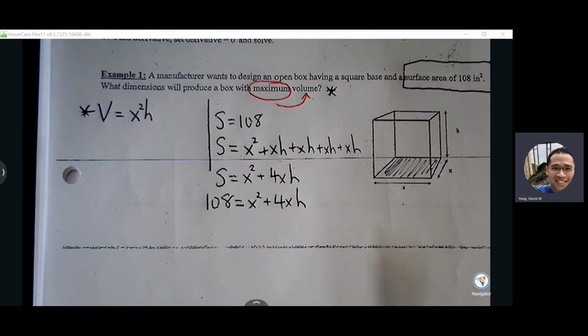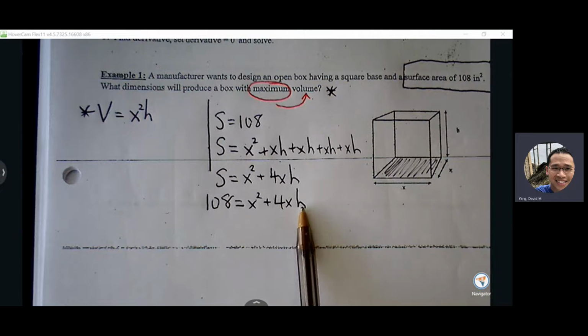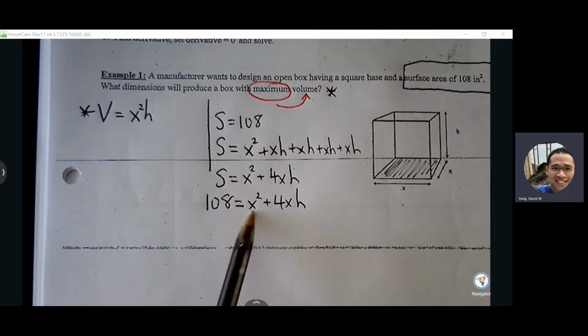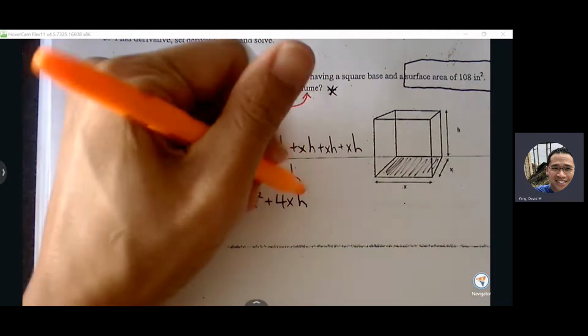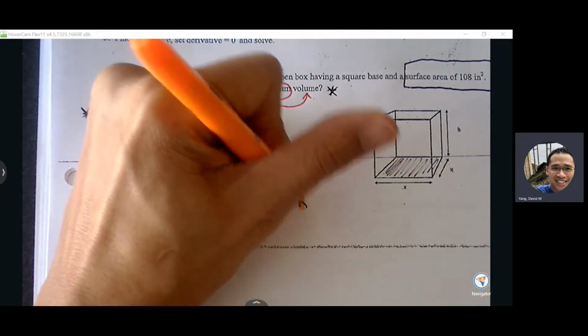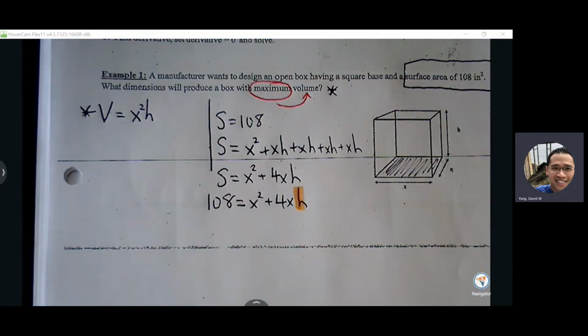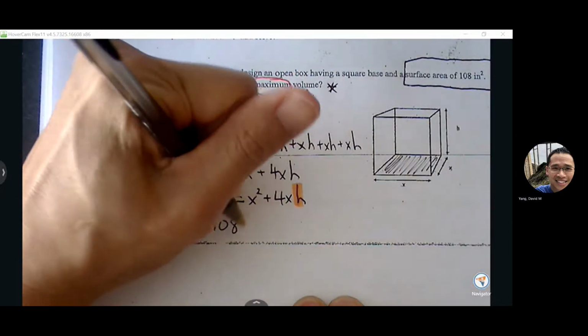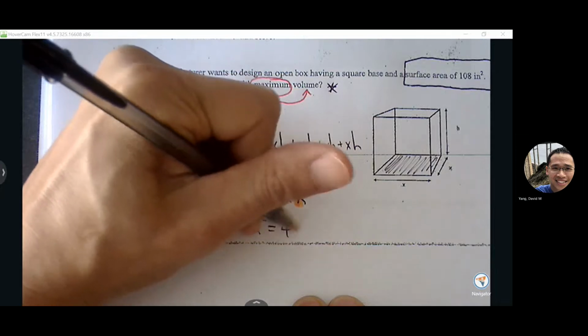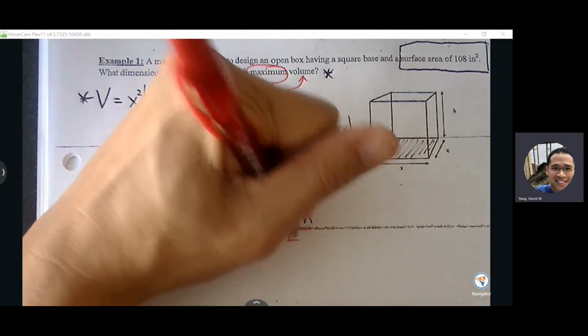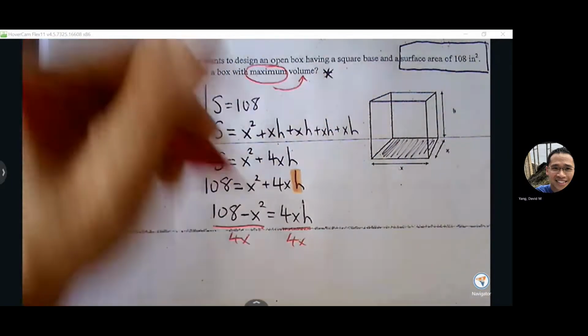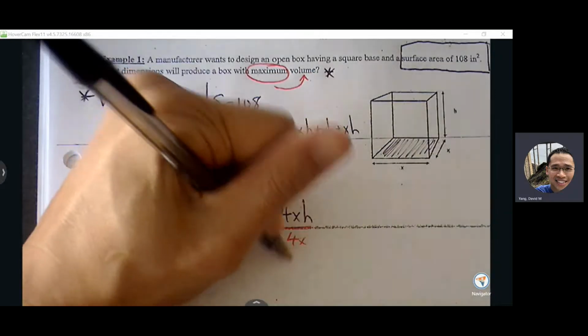But we only see one, what? There's only one h, so that should be easy to get by itself, rather than having to deal with different x's all over the place. So let's get that h by itself. I'll highlight that variable, and then we can make the substitution into the volume equation. I'm going to subtract the x squared, then divide both sides by 4x. So here's my height variable isolated.